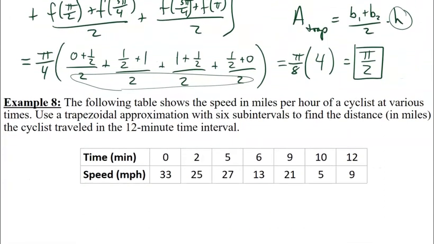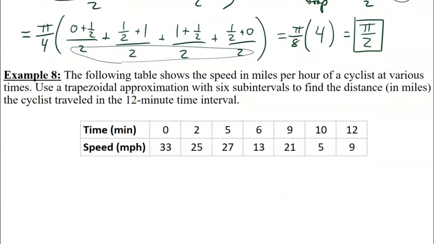All right, one more example here. So here, again, we have a table. We do not have an equation, and we are showing the speed in miles per hour of a cyclist at various times. We are looking for a trapezoidal approximation with 6 subintervals to find the distance in miles that the cyclist traveled during the 12-minute time interval, okay?